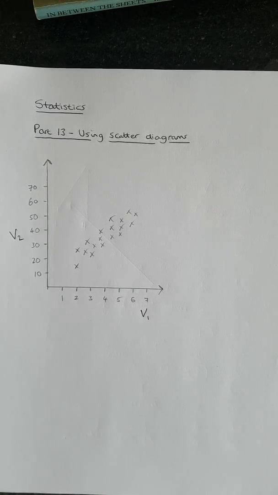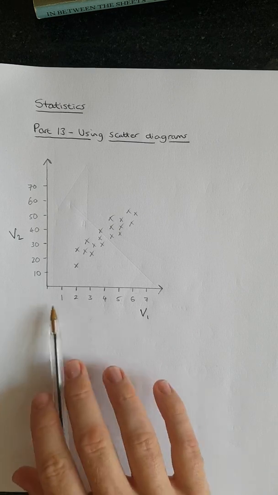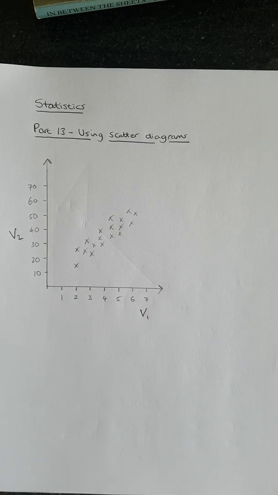So, we've learnt that a scatter diagram can show two variables. We've learnt about correlation and causation. And we've learnt about drawing lines of best fit. So what do we have here?